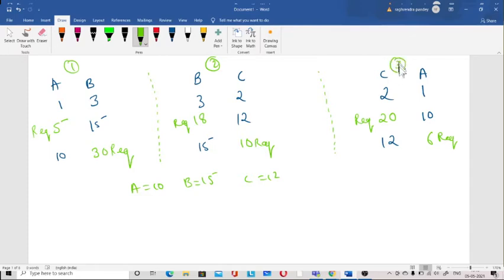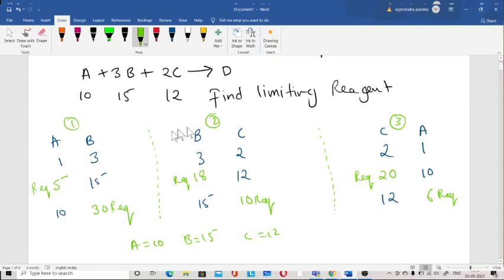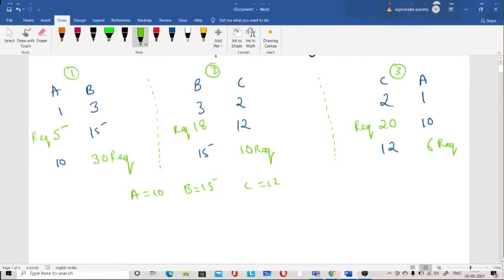Sir, can you repeat the last line because I couldn't hear because of network issue? So first you have to find the limiting reagent. Sir, till C I listened, but the last line wasn't anything important. No. I just wrote the number of moles. A is 10 here, B is 15, C is 12. Thank you, sir.